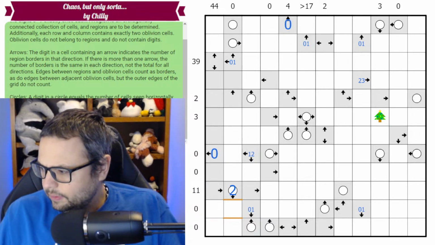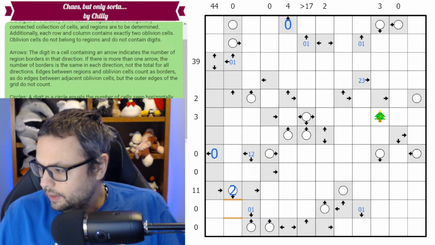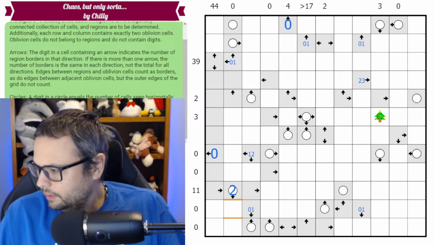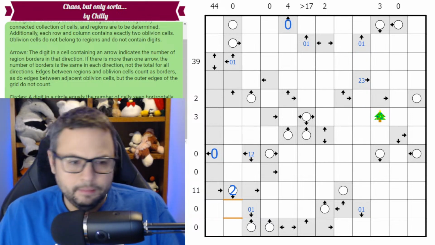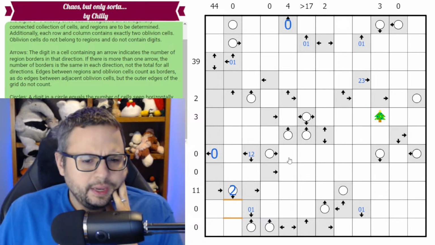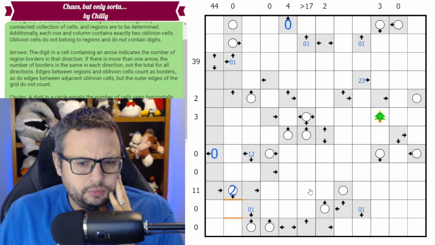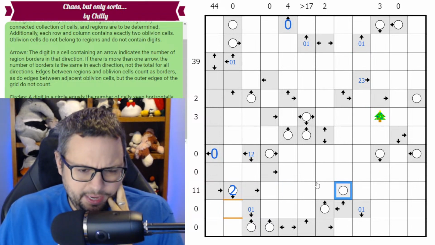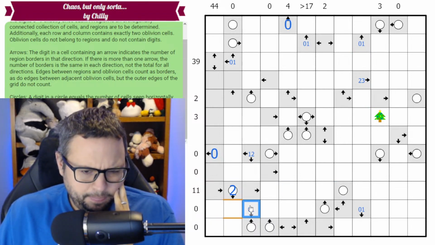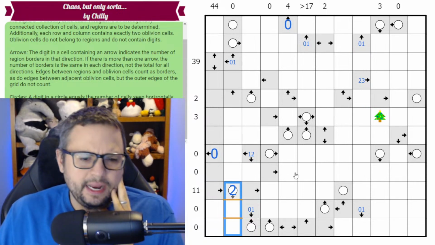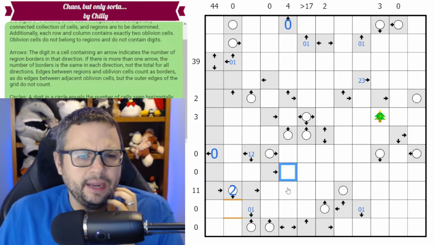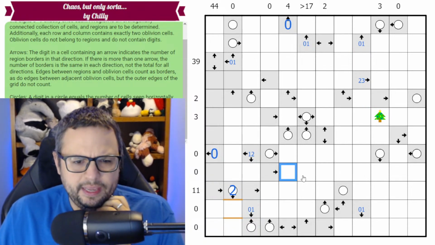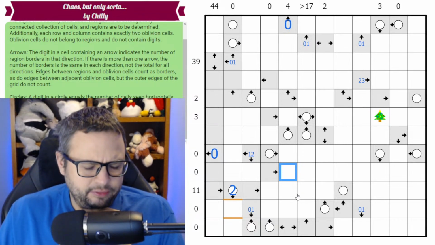Interesting. One second. All right, so we've got those two borders in. Trying to decide if I can infer anything from this double border, but I don't think I quite can, owing to the Oblivion stuff.